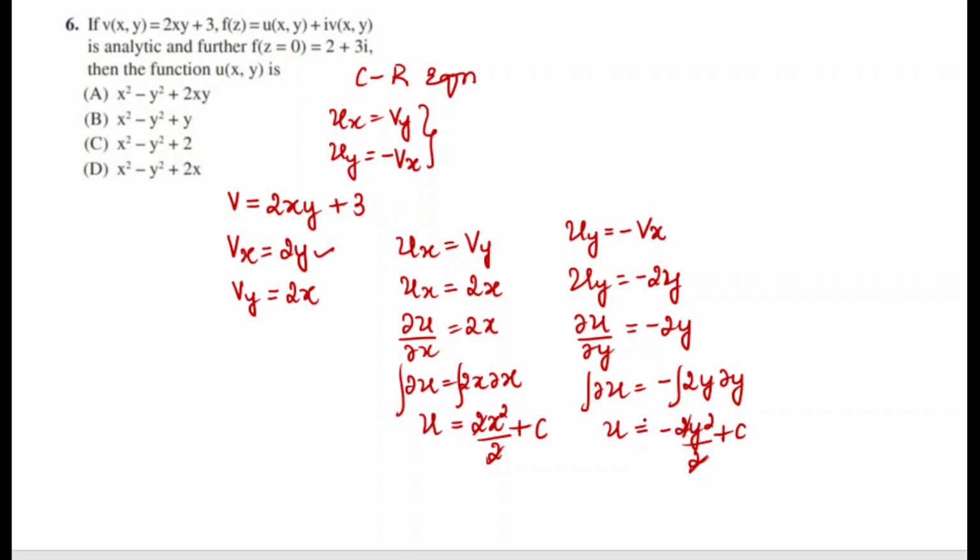On combining both the equations, u of x comma y equals x square minus y square plus c. So which option is the right option? Option C is the right option. Instead of c, we have a constant 2 here. Yes. Let us proceed to the next question.